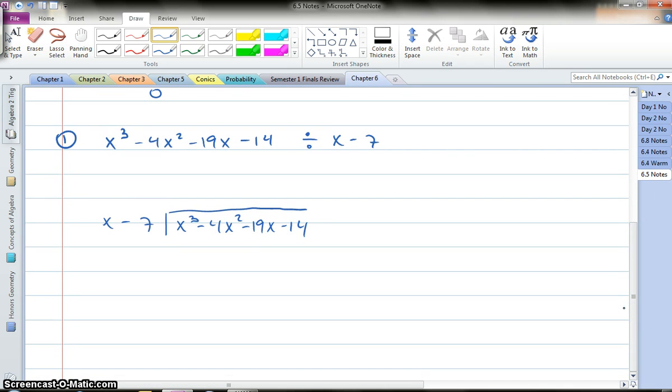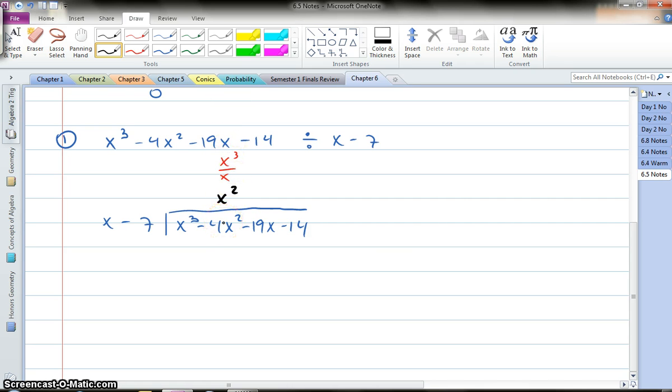Now, this is the same idea here. If you take x to the third and divide it by x, you're going to get x squared. Let me do that in a different color so it sticks out. So that's how you decide: you take the highest degree and you divide it by this first term here. And that's going to tell you where you start, where you can get into the problem.